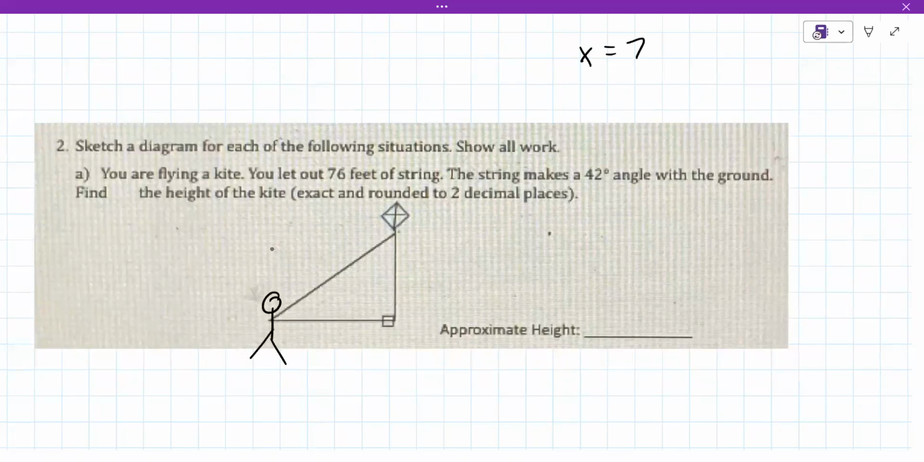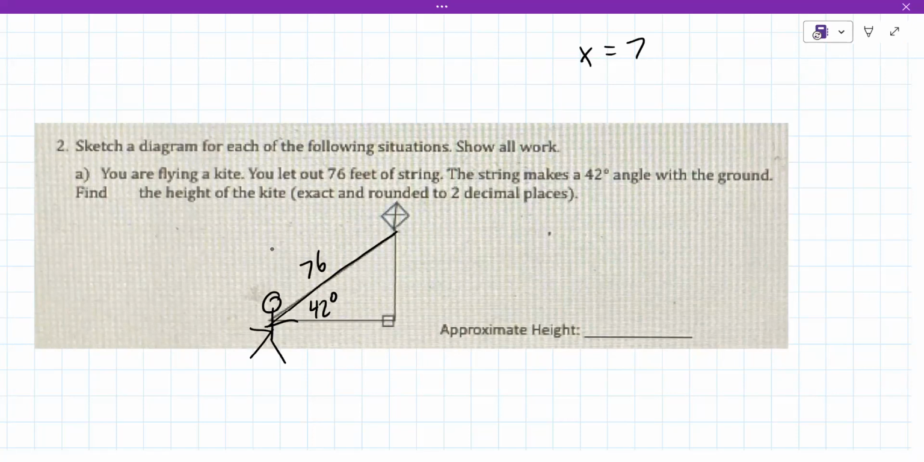One of the things I think sometimes is unclear is that if you've never flown a kite, it's actually flying out at a diagonal. That's the string. It doesn't ever go straight up. Because of the wind, it moves to the side. The 42-degree angle with the ground is down here. The important thing is to put those numbers in the triangle in the right spot. Please let me know if there's anything to clarify on that.